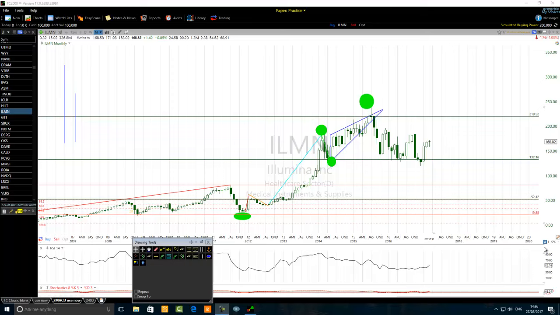For that demonstration, we will use the Illumina Incorporation stock. It belongs to the healthcare sector, medical instrument and supply. The ticker is ILMN, India Lima, Mike November. I'm on the monthly charts as always, and we want to talk about the 5th Elliott wave.